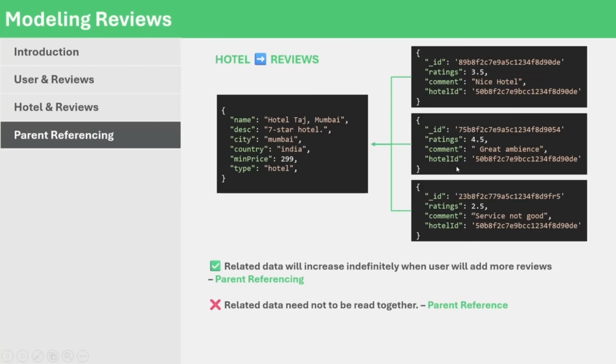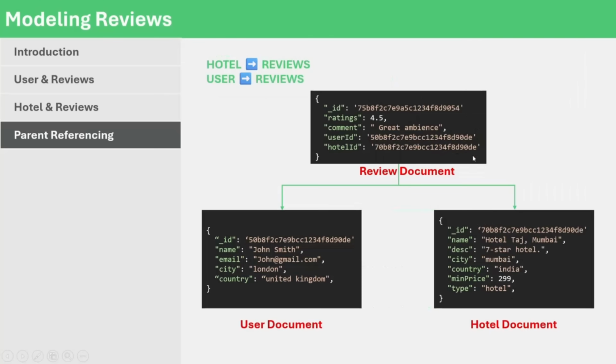Okay. So the final review document will look something like this. The review document will have its own ID, it will have a rating property, it will have the comment property which will contain the review text, and then it is going to store a reference to the user document who has made that review, and a reference to the hotel document for which the review has been made. Since this review document has two parents, the user and the hotel, it is storing a reference to both those parent documents. I hope it's clear why we are using parent referencing here.